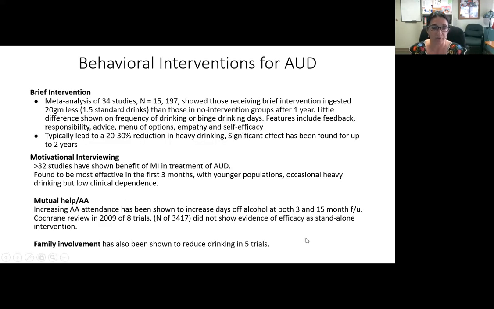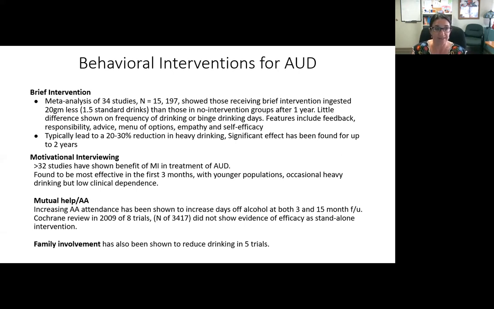And just to touch upon as well, some of the behavioral interventions for alcohol use disorder that show very good evidence, and that can be, depending on your treatment setting, offered or, if possible, referrals placed for patients. So again, just the brief intervention that we discussed earlier: a meta-analysis of 34 studies, over 15,000 patients, showed that those receiving that brief intervention ingested about 1.5 standard drinks less than those in the non-intervention group after 1 year. So remember, that's really important, especially early on, if there's any high risk drinking noted. There was little difference shown on the frequency of drinking or binge days.